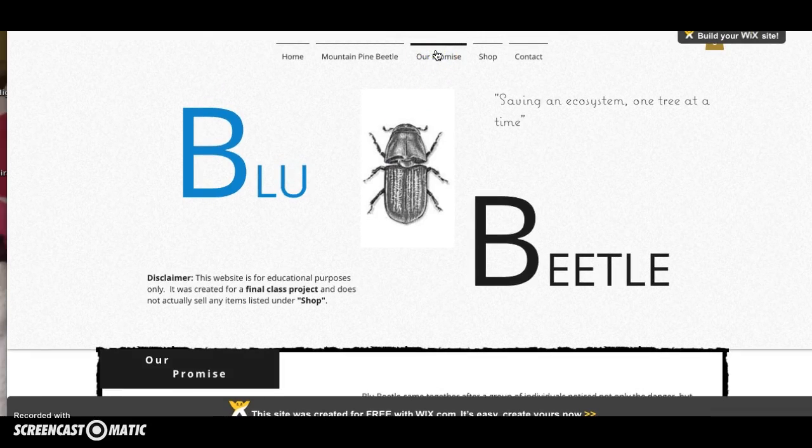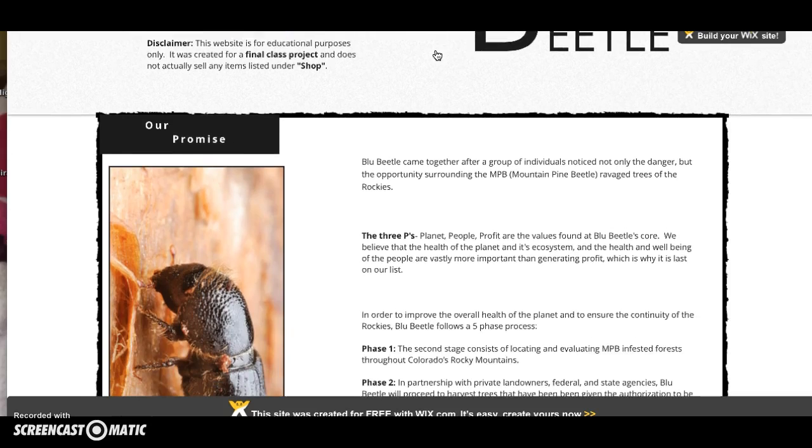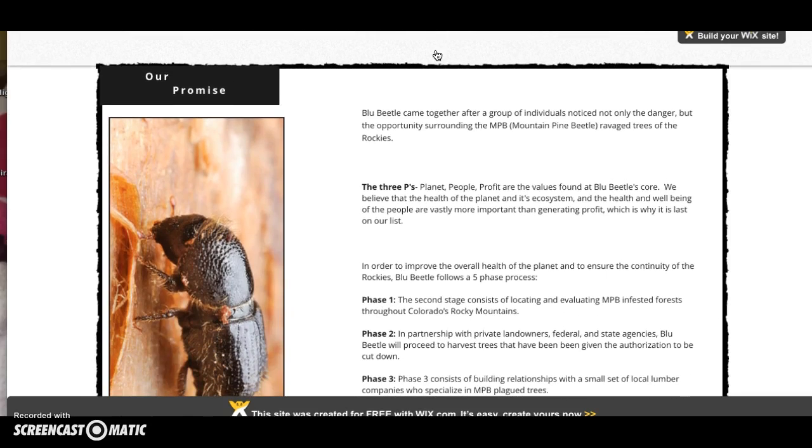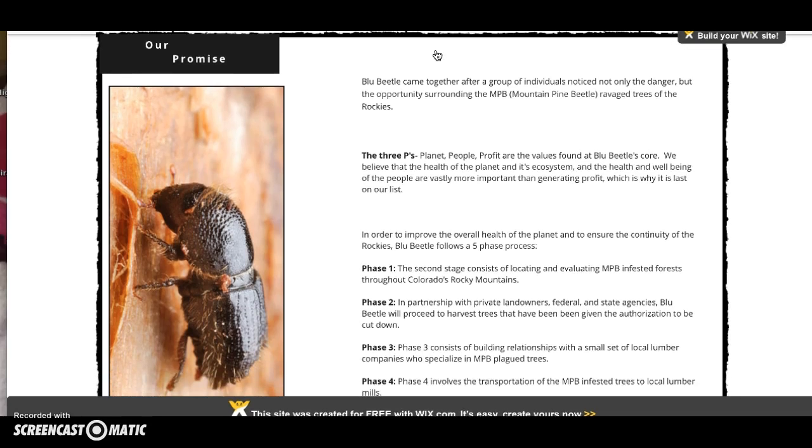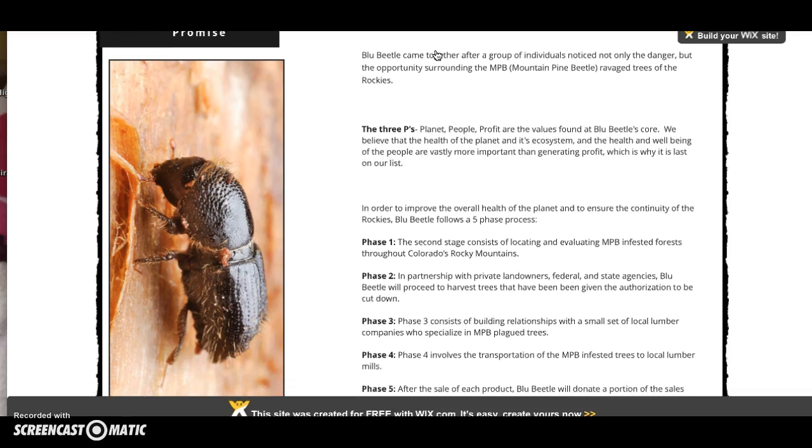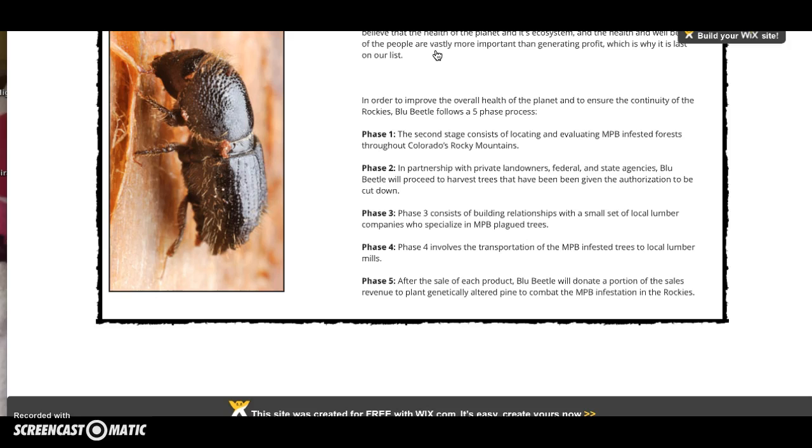Our third page is our promise, which basically details the company's promise, the three P's: planet, people, and profit, which are Blue Beetle's core values. Basically, our company believes in the health of the planet and its ecosystem, and the health and well-being of the people. And those two things are vastly more important than generating profit. But of course, we are not a non-profit organization, so the final P is profit. And we have our 5 phases, which we plan to implement as we go along.